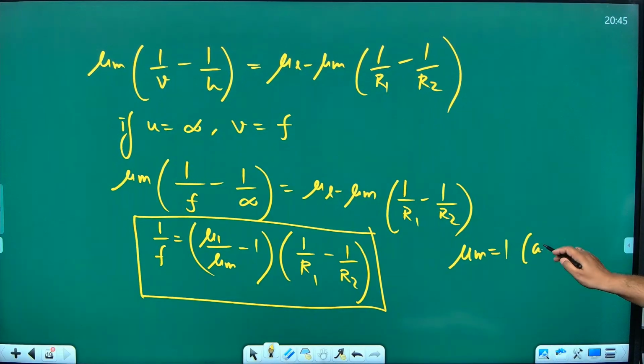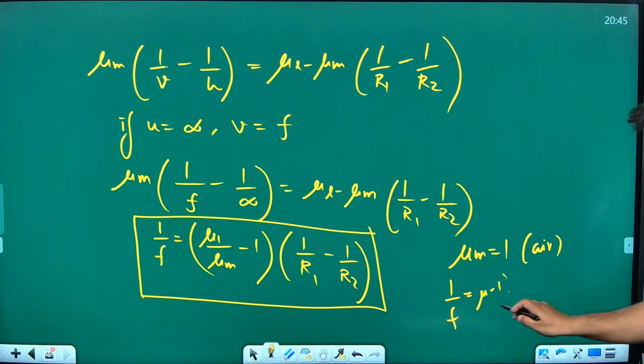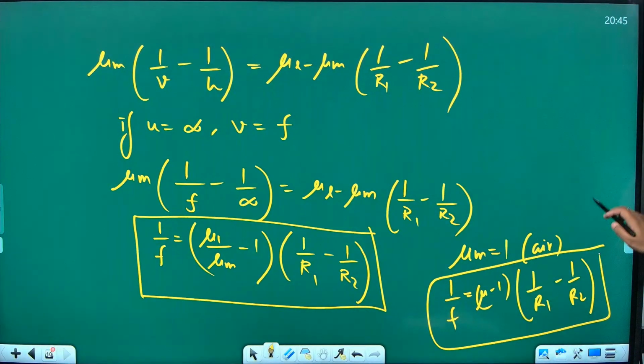For air I am writing. Then the formula becomes 1 by f is equal to (mu minus 1) into (1 by R1 minus 1 by R2). Don't think I have taught a different formula than how school has taught.